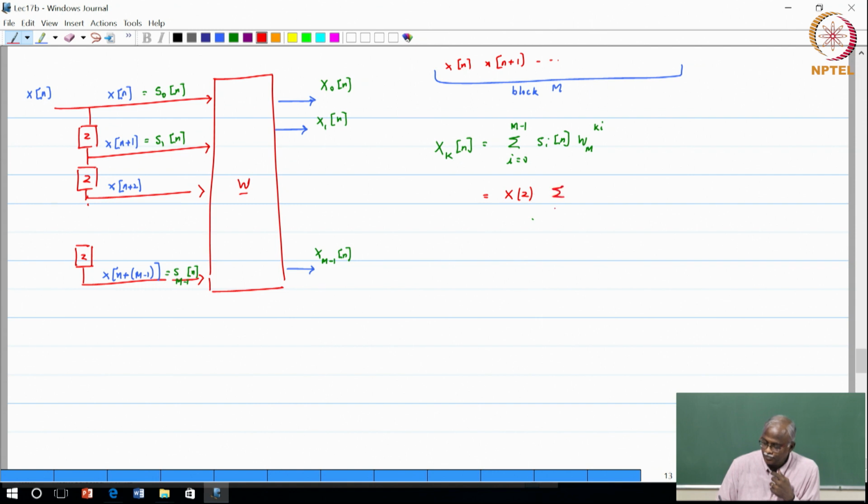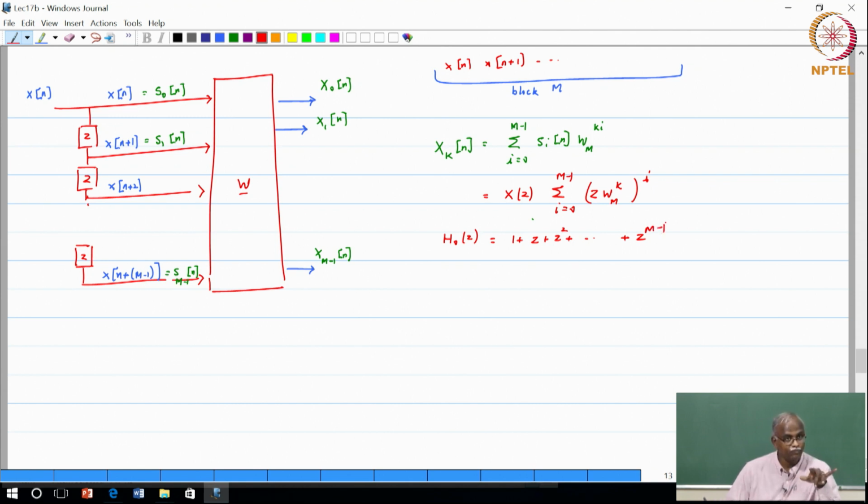You can show that this is equal to, in just one step and we are there with the answer, x of z times the summation i equal to 0 to m minus 1 of z W m k raised to the power i. Very important. So, what is h naught of z? Set k equal to 0, it will be equal to 1 plus z plus z squared plus, up to the last term, z power m minus 1.